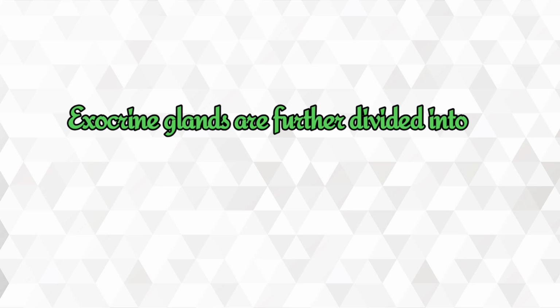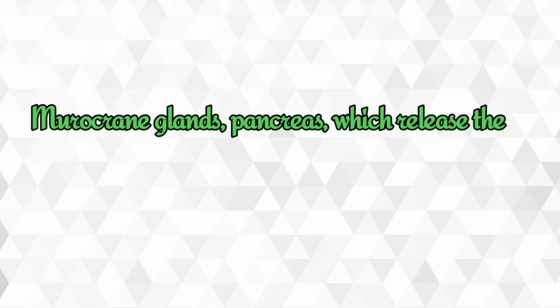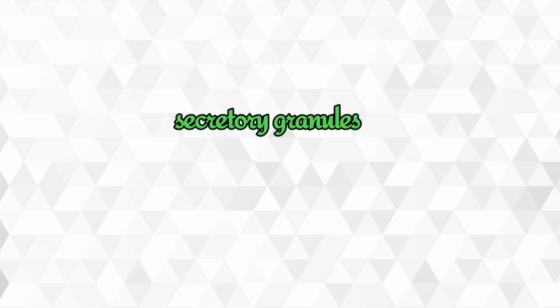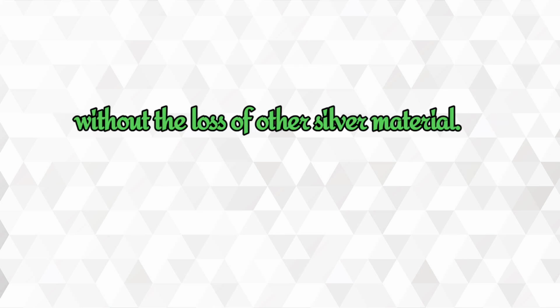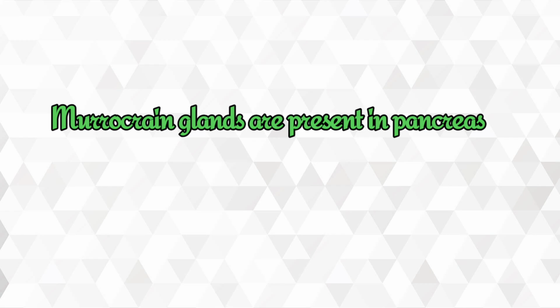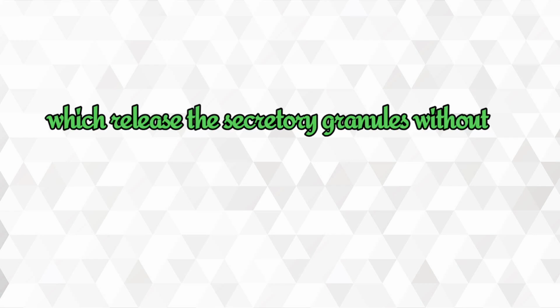Exocrine glands are further divided, based on the mode of secretion, into merocrine glands, for example pancreas, which release the secretory granules without the loss of other cellular material.